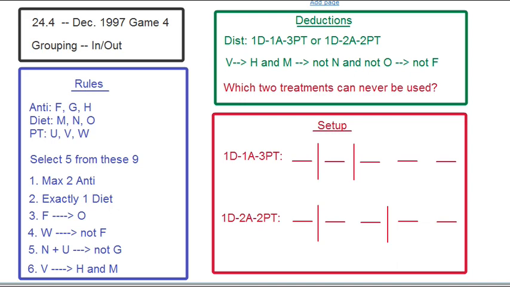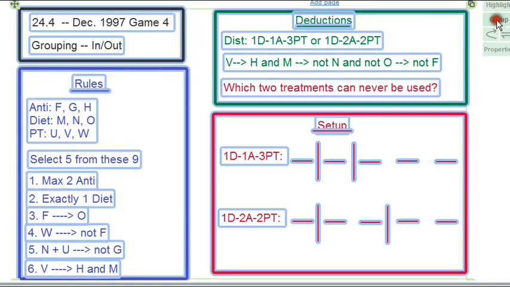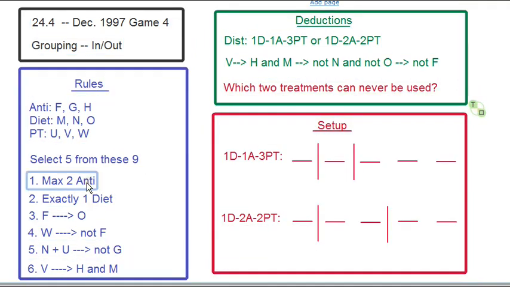The first rule says we have a maximum of 2 antibiotics. Actually, the way they put it in the game, it says if 2 of the antibiotics are prescribed, the third antibiotic cannot be prescribed. So that's just another way of saying we have a maximum of 2. And then the next rule says that there must be exactly 1 dietary regimen. So that's easy to write.